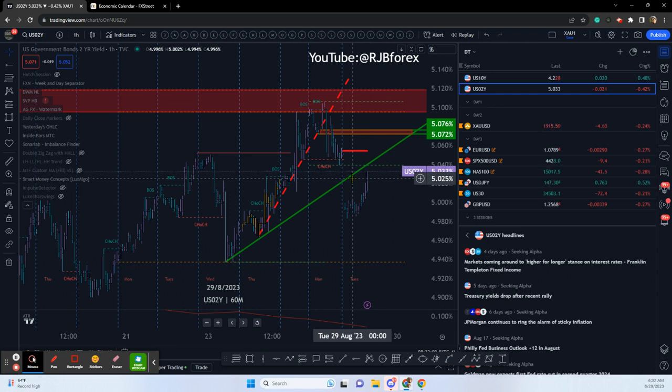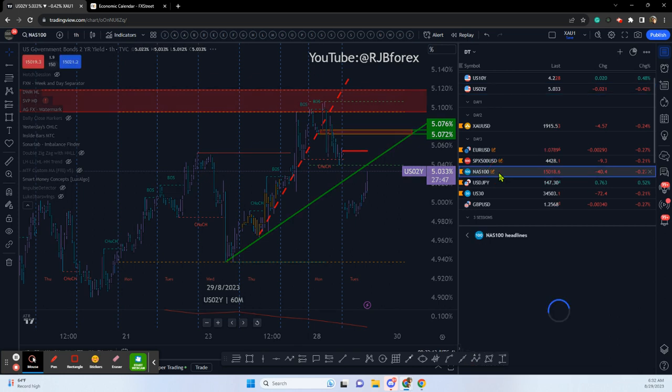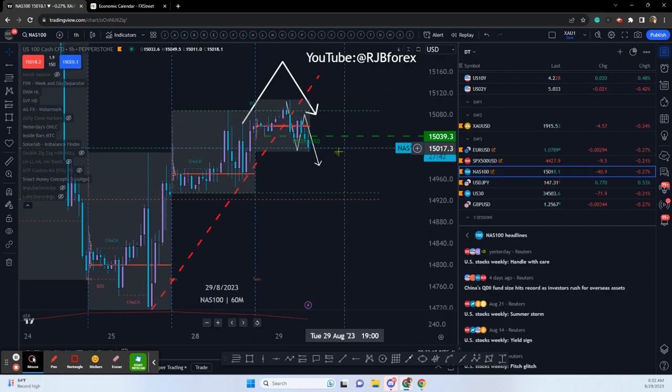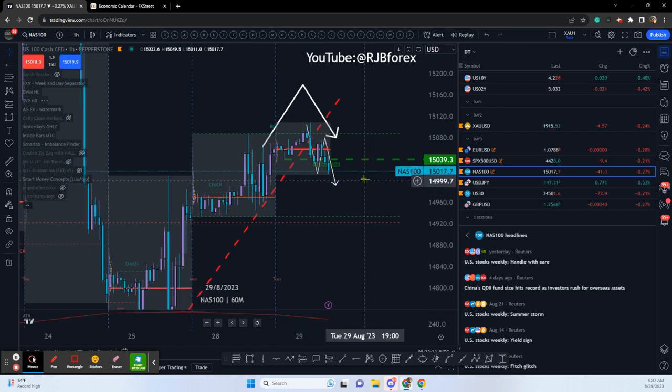Right then, going to wrap it up and let's just trade the setups. Let's see what comes out of all of this. Getting this slide in the stocks. This is pre-open.